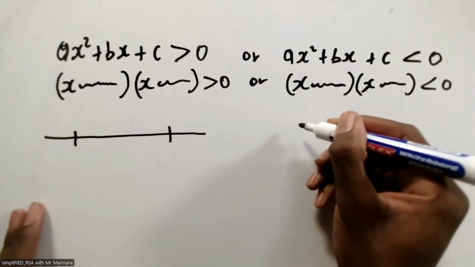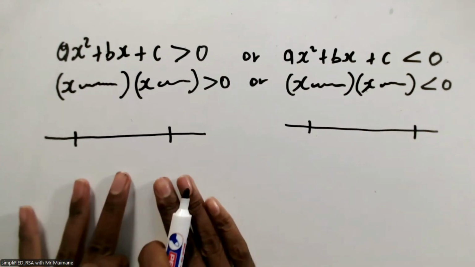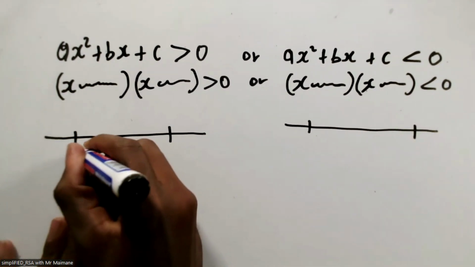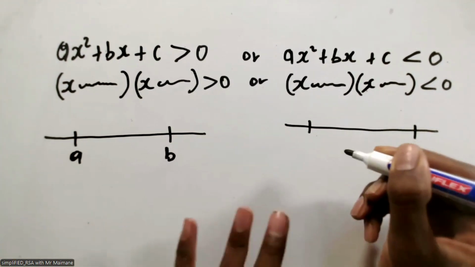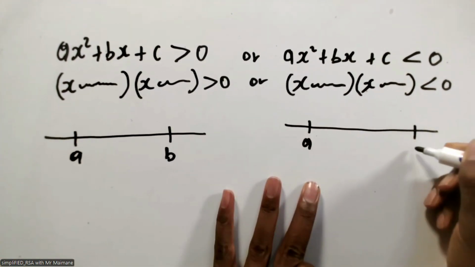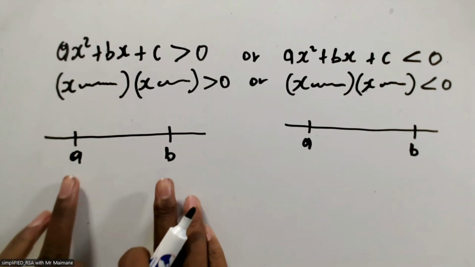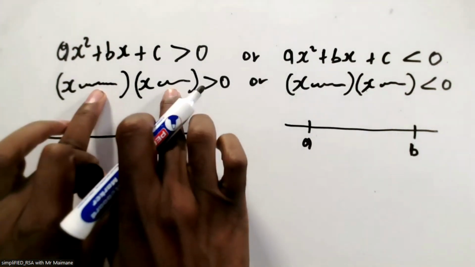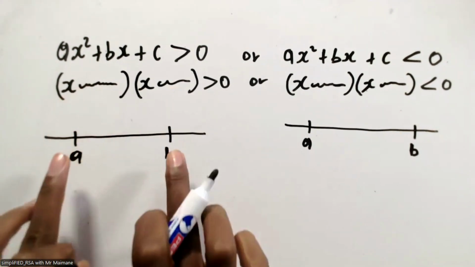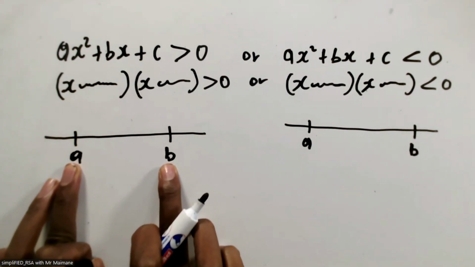Now, before you get to your answers here, you will have to represent the values on a number line. Before you can tell what the solution is, you're going to represent the values on a number line. Suppose we have a smaller value here, A, and a bigger value here, B. Now, the way you give your solution is based on whatever values you got from your factorization; you're going to represent those values on a number line.